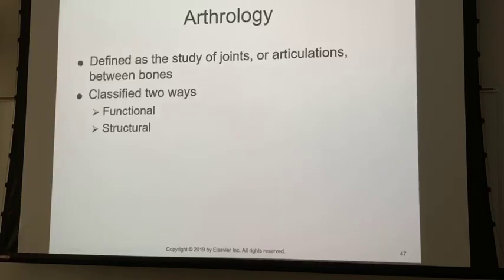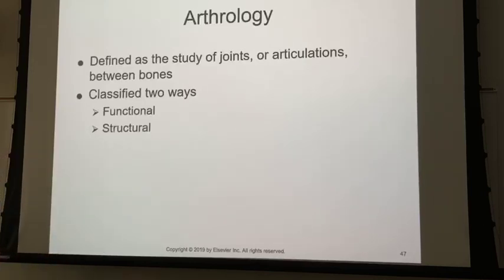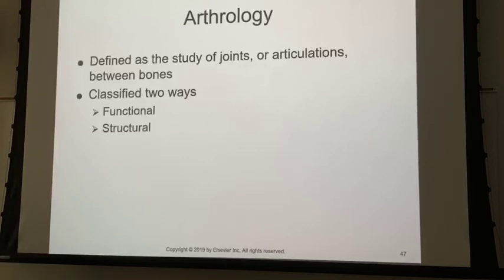Okay, so arthrology, the study of joints and articulations. So we've got two basic types of joints. They're either functional or they're structural. So they either provide structure, they provide rigidity, or they provide function in the way that you normally think of joints. You think of joints most of the time, you think of bending, right? Well, not all joints bend, and those would be structural joints.